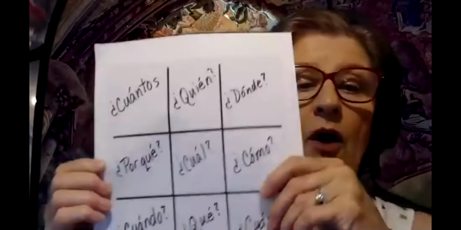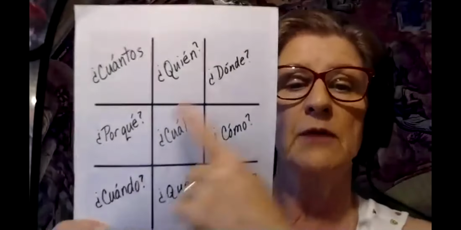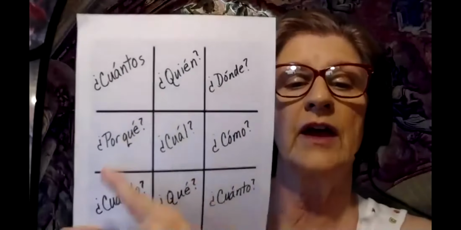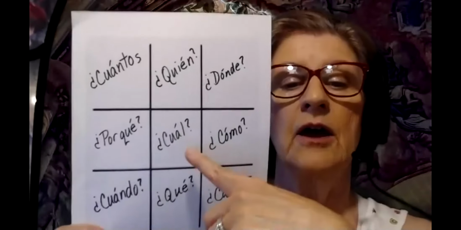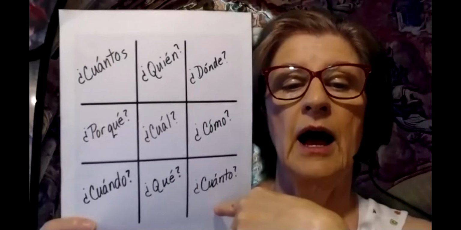Presente, pretérito, no importa. You can use any tense you want, present or past, okay? Or future, vas a. Cuando vas a ir de compras, por ejemplo, okay? So I'm going to put you off into groups, and again, the ones we want, in case you need to like scribble it on a piece of paper, that's fine too. ¿Cuántos? ¿Quién? ¿Dónde? ¿Por qué? ¿Cuál? ¿Cómo? ¿Cuándo? ¿Qué? ¿Cuánto?